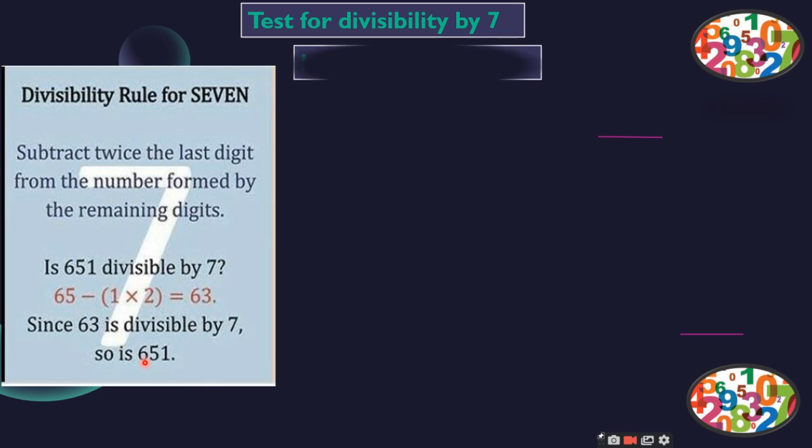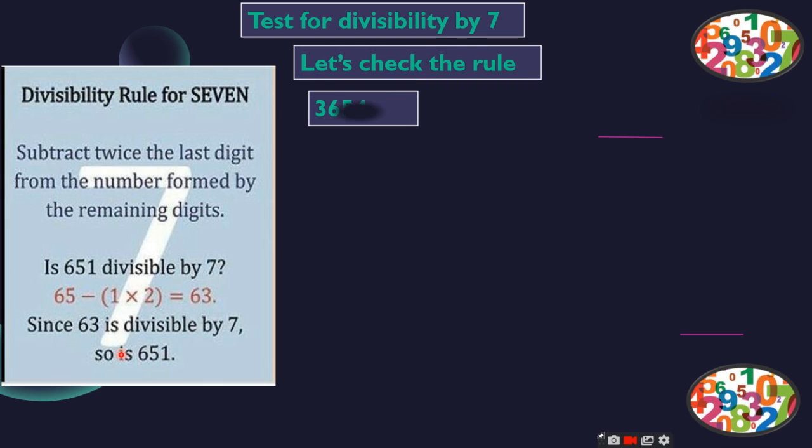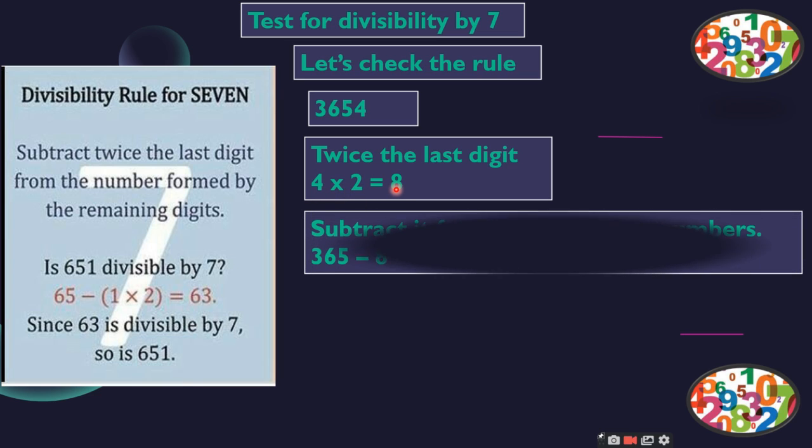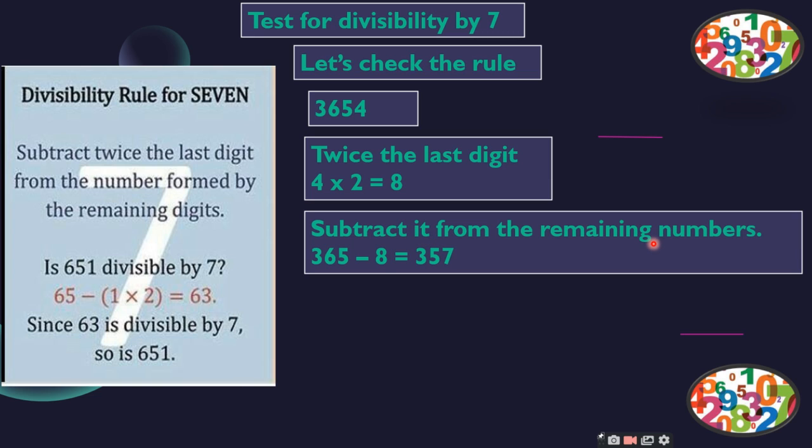Let's check the rule by an example. Here we have a number 3654. According to the rule, we have to take the last digit and twice it. So twice the last digit 4, 4 multiplied by 2 is equal to 8. Now we have to subtract it from the remaining numbers. Remaining numbers are 365. 365 minus 8 is equal to 357.